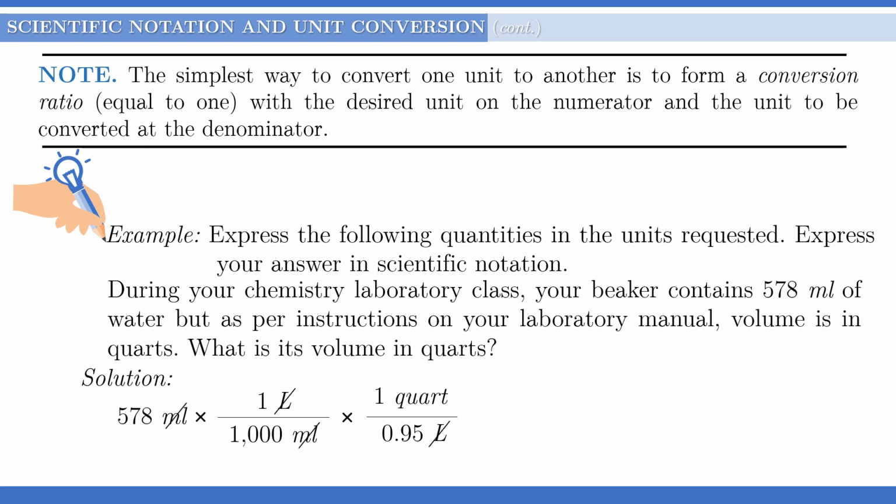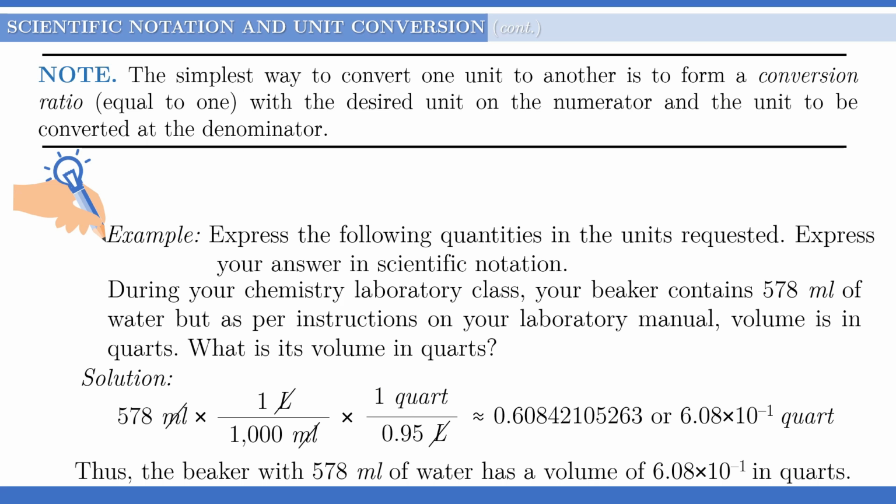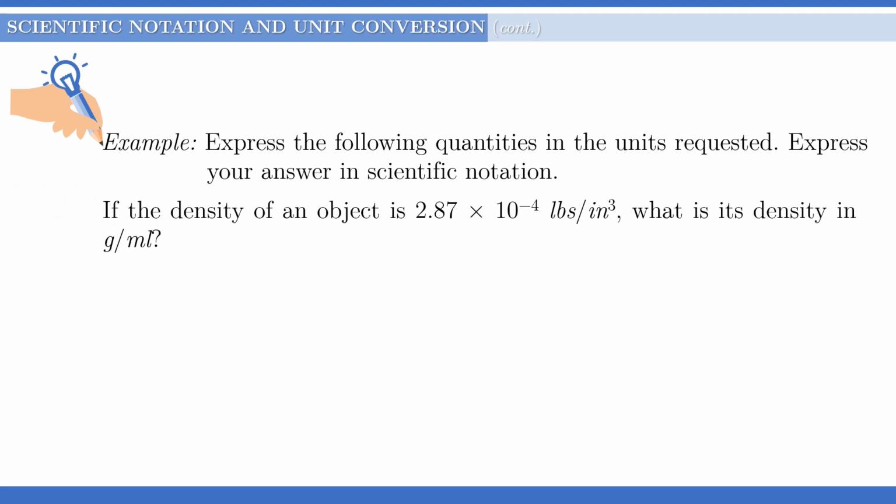Performing the indicated operation, we obtained 60,842,105,263 trillionth of a quart, or 6.800 times 10 to the negative 1 quart. Thus, the beaker with 578 milliliters of water has a volume of 6.800 times 10 to the negative 1 quarts.